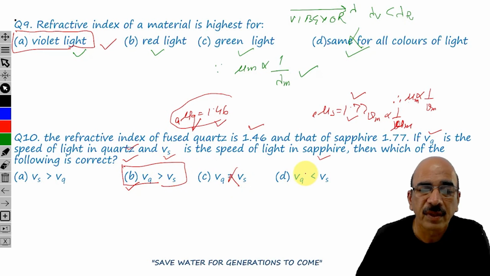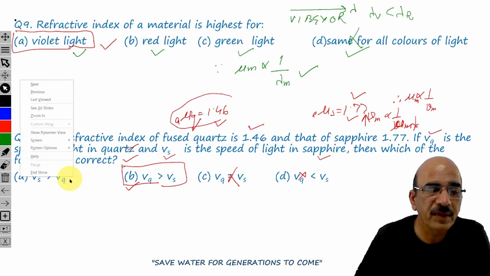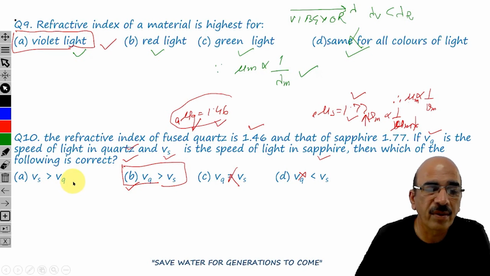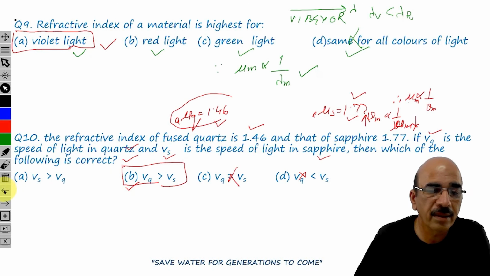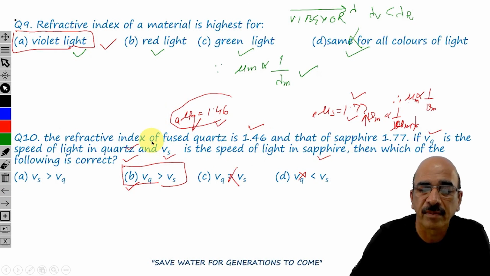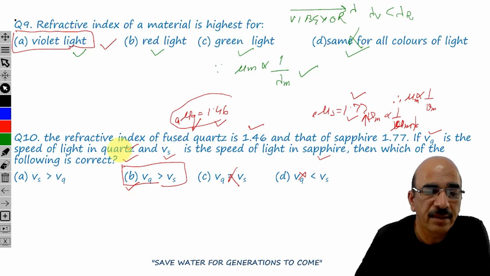It is not equal, and this one is also not correct, because the refractive index is lower. If the refractive index is lower, then the speed of light in that medium is higher. Okay? So this option is not ours either. Vs is greater than VQ? No. So any problem here? Then which of the following is correct? The correct option is this.